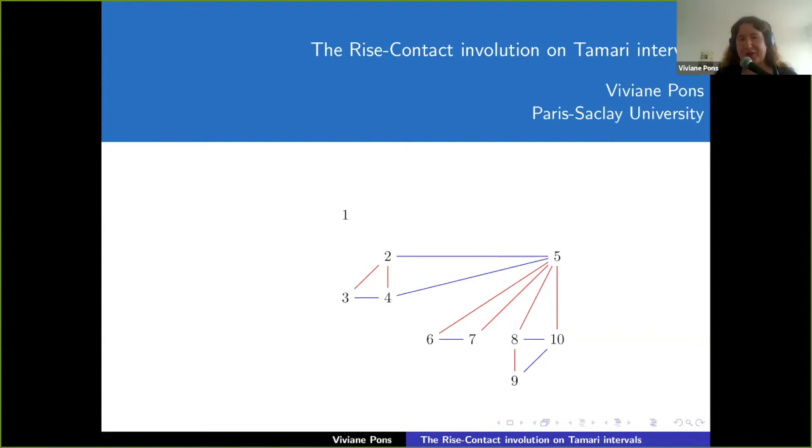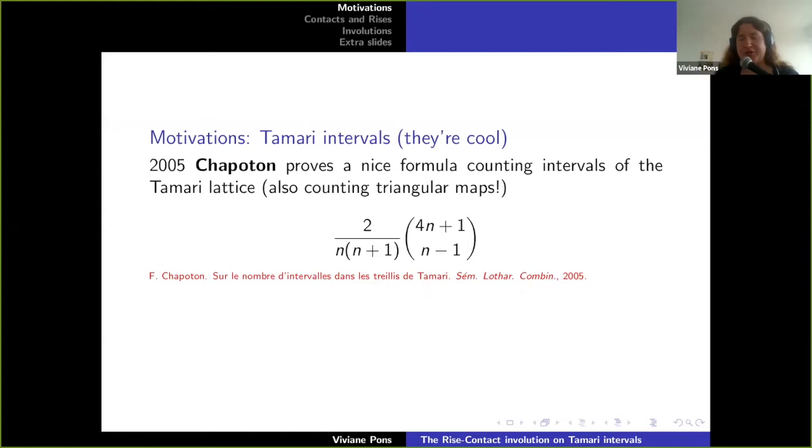So I'm going to talk about an involution on Tamari intervals. Let me start with some background and motivation. I'm going to tell you what is the problem that we are solving and why we are solving it, and also tell you that the intervals of the Tamari lattice are very cool objects. The Tamari lattice itself is a lattice on Catalan objects, and I'm going to define it a bit later.